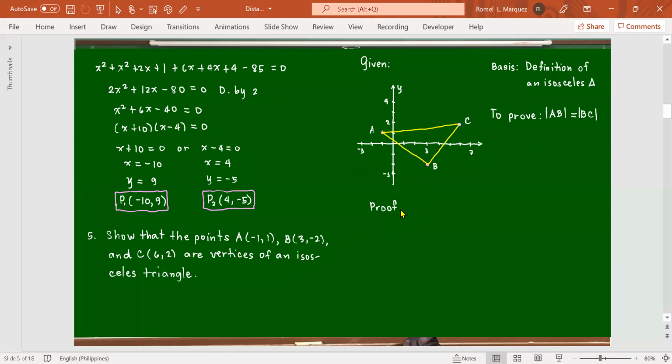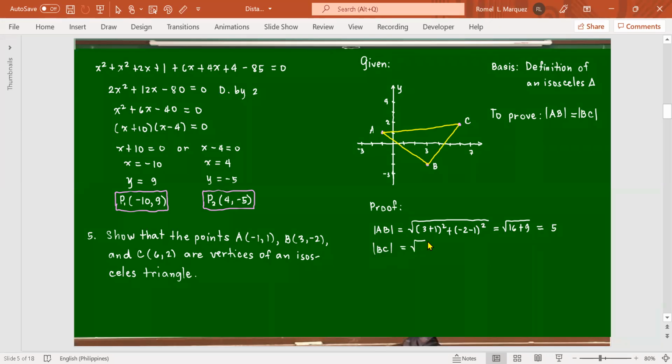So proof. To prove this analytically, you have to compute the length of these segments, no? AB. What is AB, guys? Square root of 3 minus negative 1, quantity squared, plus negative 2 minus 1, quantity squared. And that is equal to square root of 16 plus 9, giving what? 5, no?